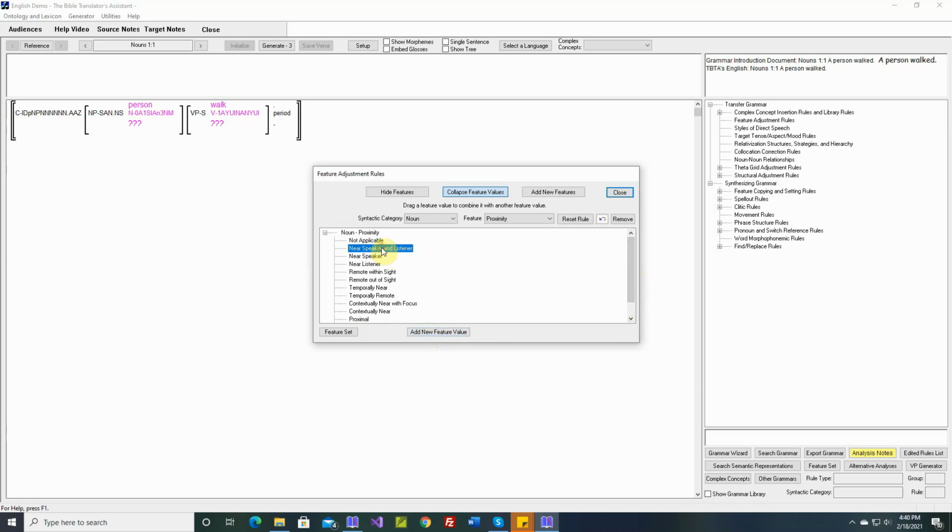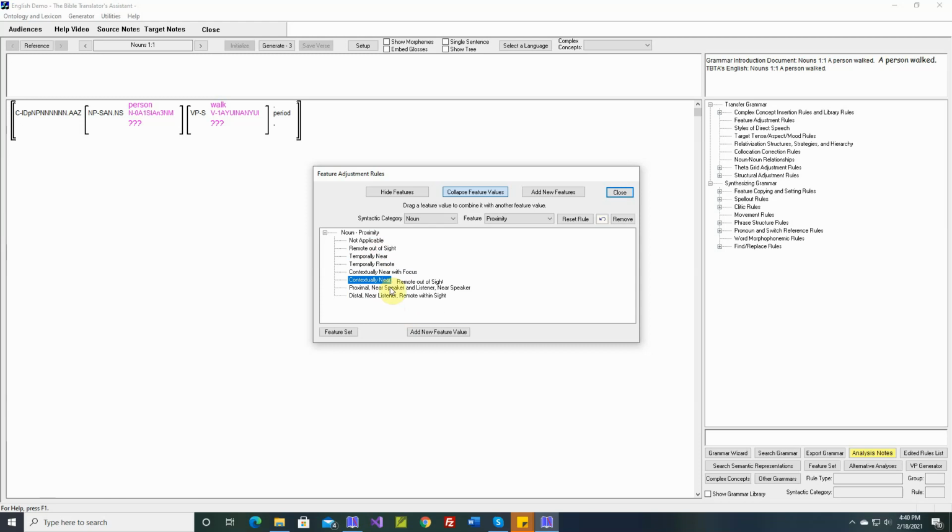Okay, near speaker and listener. In English, we would say this. So let's collapse that to proximal. And near speaker, we would again say this in English. Okay, if an item is near the listener, we would say that. So let's collapse that to distal. And remote within sight. In English, we would use that.